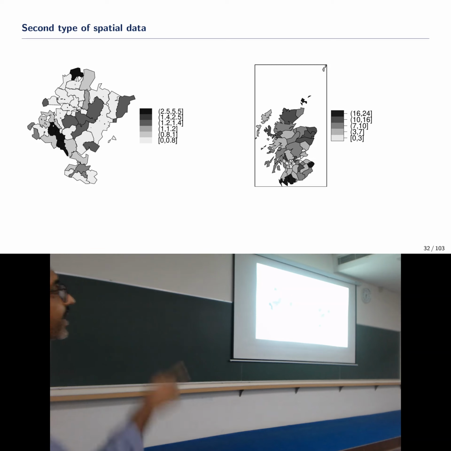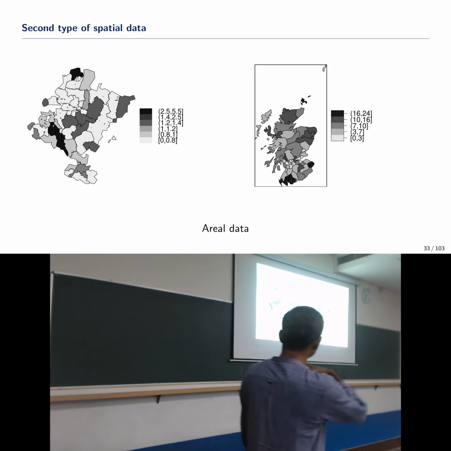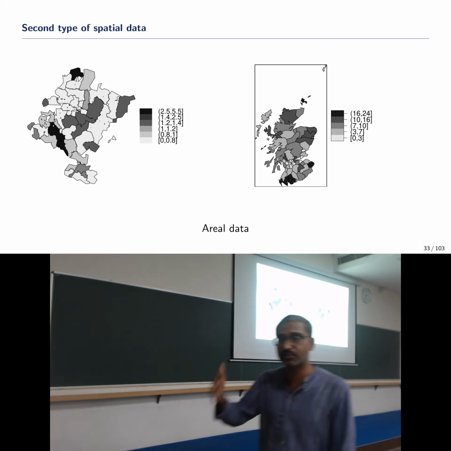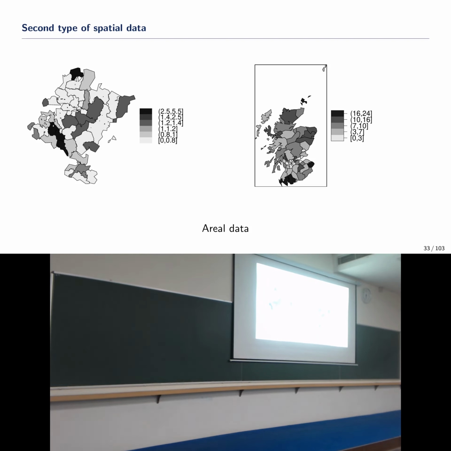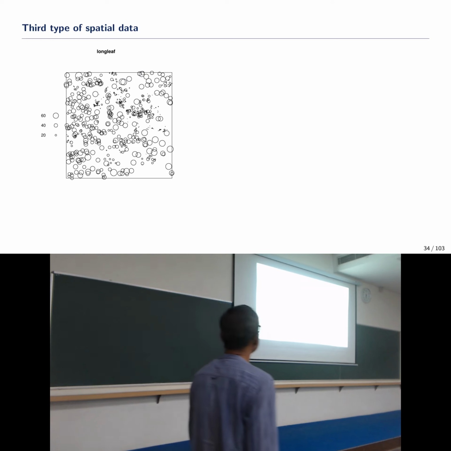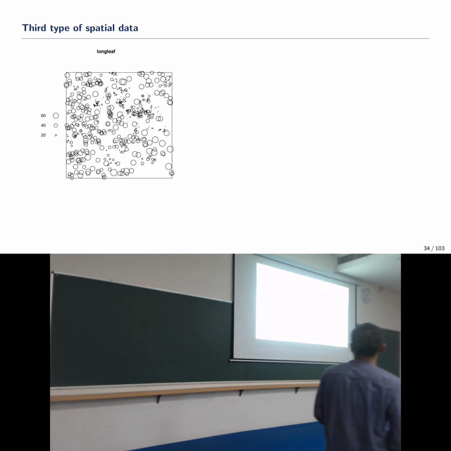Certainly they are different from what we have just seen, and this particular data set is called areal data. I will come to the proper definition of this, but just so we understand what these things are. Apart from these two kinds of data, there is another interesting data set. This data set was collected in the following manner.